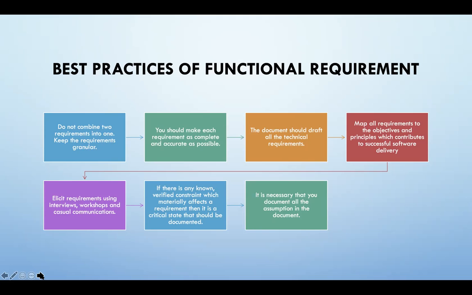We're going to be building something and we will deploy or ship out a product that will not be useful, that will be buggy. It's going to have a lot of defects. It will not serve what the customer or stakeholder is looking for, and there's going to be a lot of problems. We don't want to do that. So you should make each requirement as complete and as accurate as possible. This is a very important key, guys.